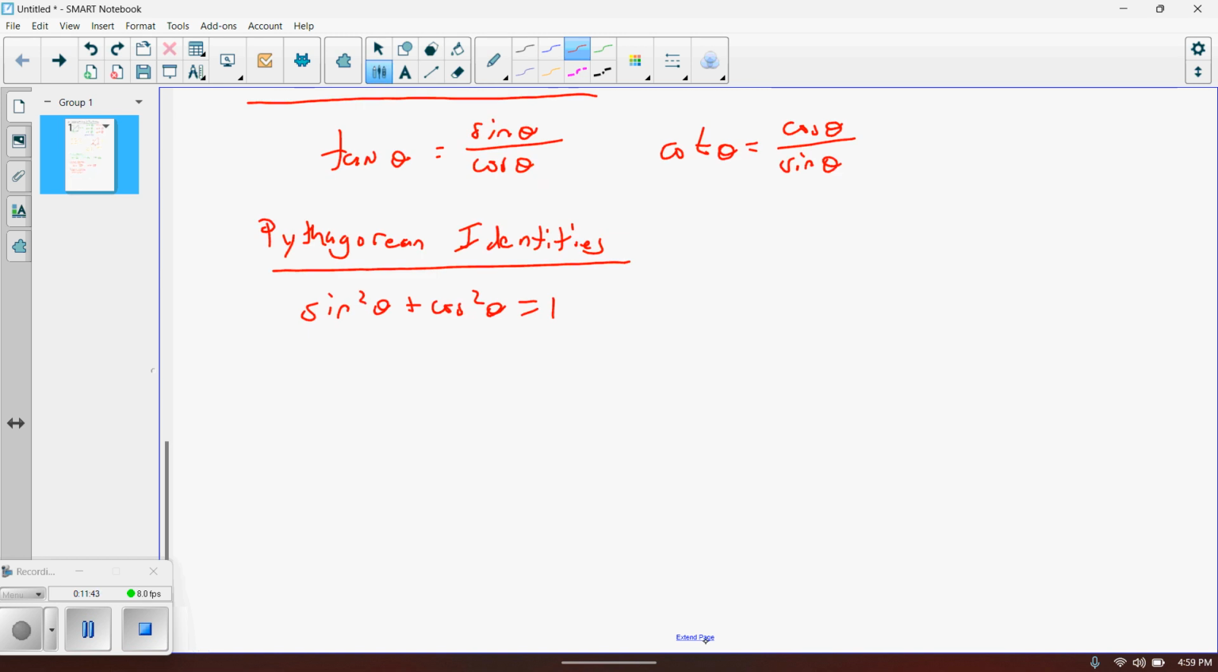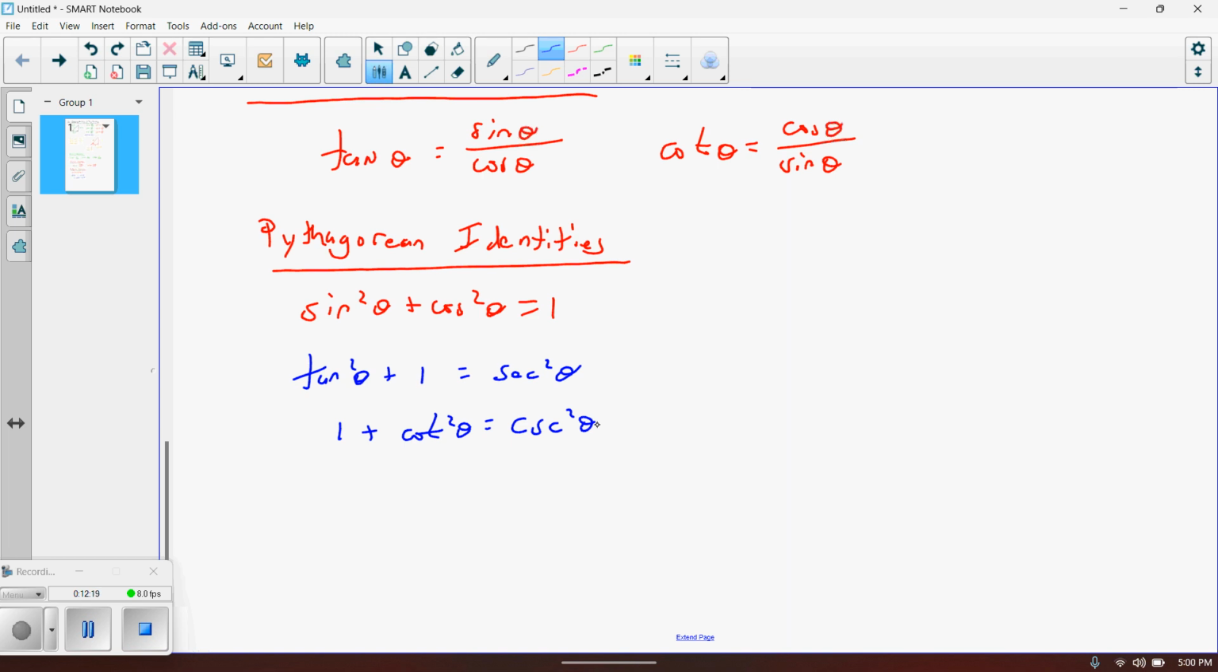Now, technically, there are two other Pythagorean identities. You have the Pythagorean identity that says tangent squared of theta plus 1 is going to equal secant squared of theta. You also have another Pythagorean identity which says that, let's write it slightly differently, 1 plus cotangent squared of theta is going to equal cosecant squared of theta. I try to tell people you really don't need to memorize these.